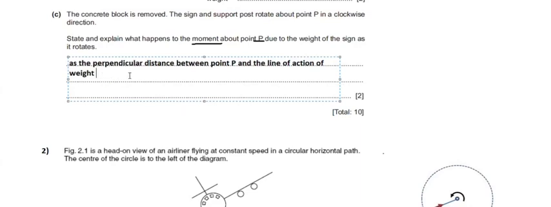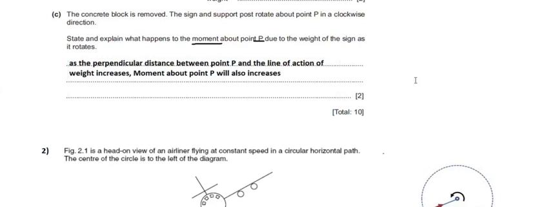So if that perpendicular distance increases, then we can say the moment about point P will also increase. So moment is force multiplied by perpendicular distance. The force, that is weight, is constant, but the perpendicular distance from the line of action of the weight will increase.